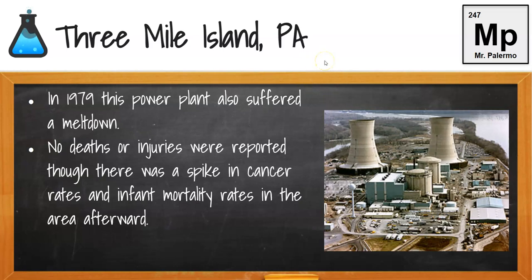We did have a partial meltdown here in the United States. This is at Three Mile Island, Pennsylvania in 1979. Although no deaths or injuries were reported, there was a release of some radioactive material, and we did see a spike in cancer rates and infant mortality rates in the surrounding environment afterwards.